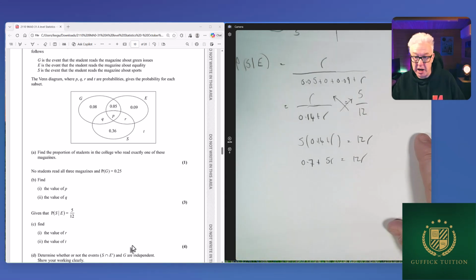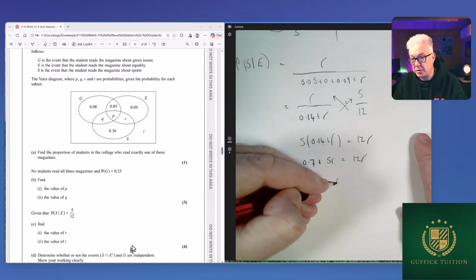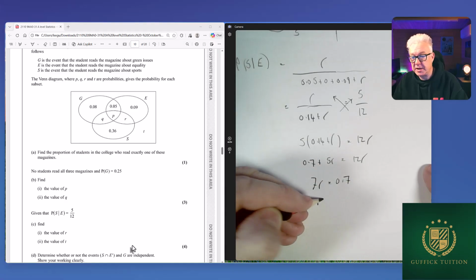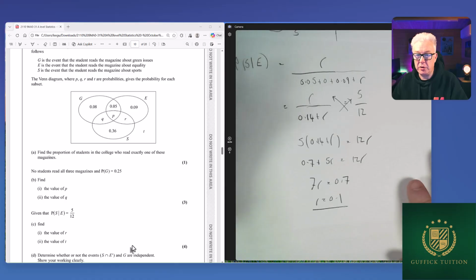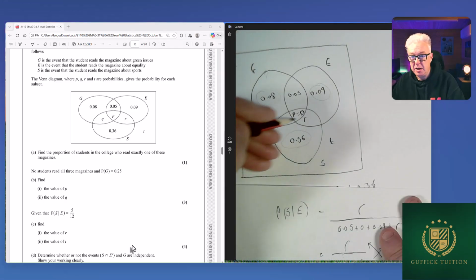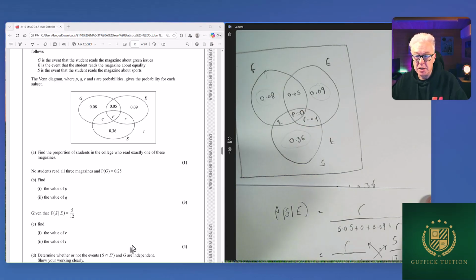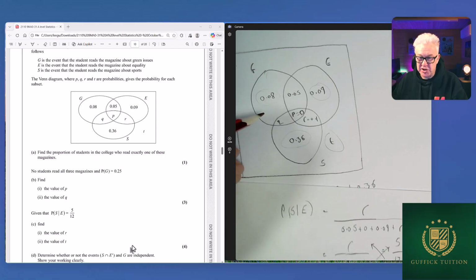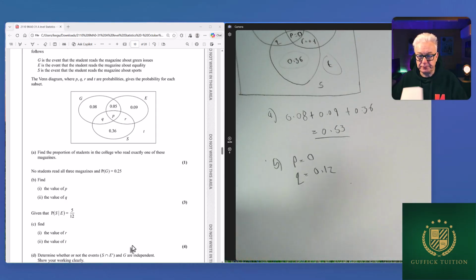So we can then subtract 5r off both sides, so we end up with 7r is equal to 0.7, which means that r is equal to 0.1. So we've now calculated, therefore, that r is 0.1. So let's come back to our diagram here. R is now 0.1. So far, so good. So we've only got t left to find now. And t is just going to be 1, take away all of the other probabilities that we know.